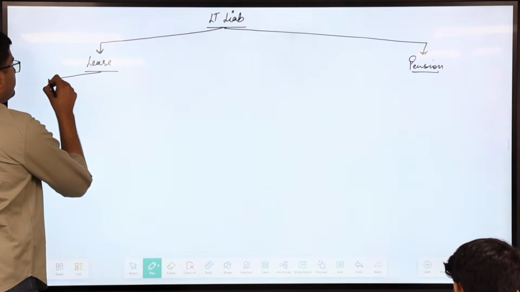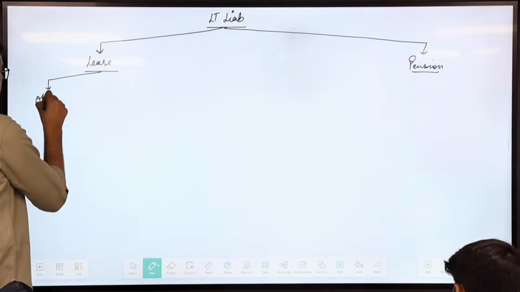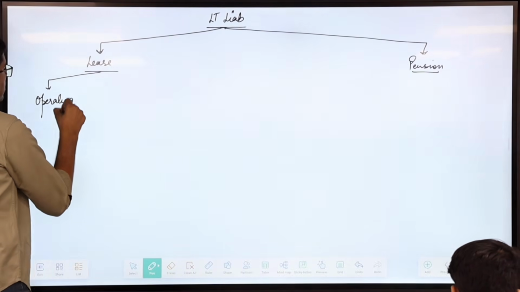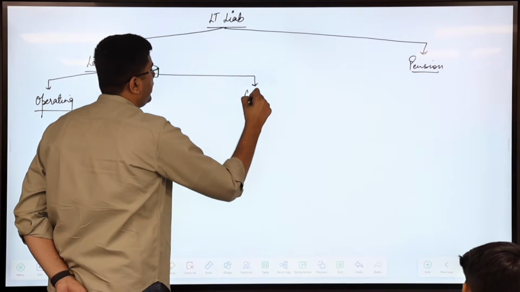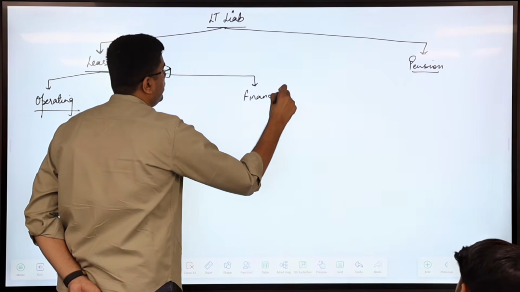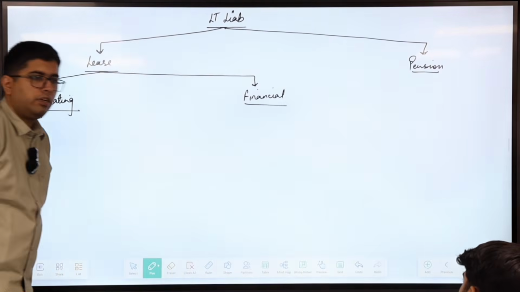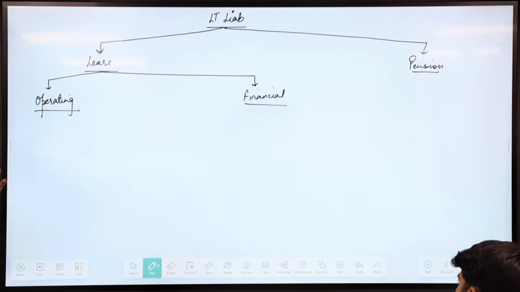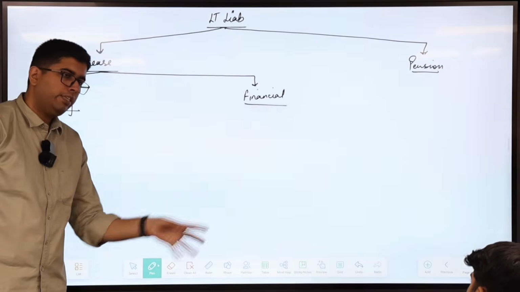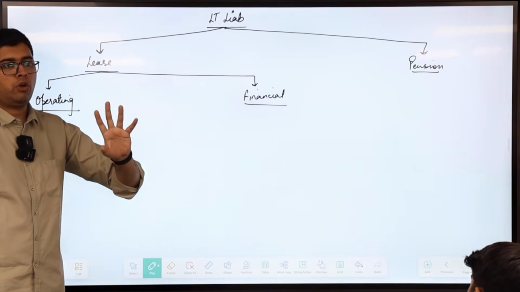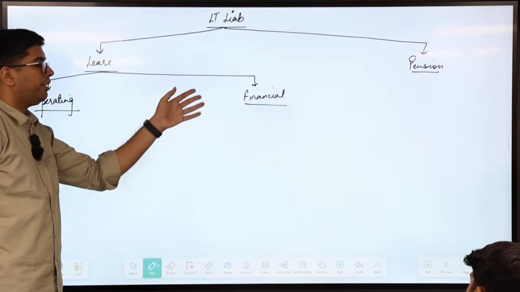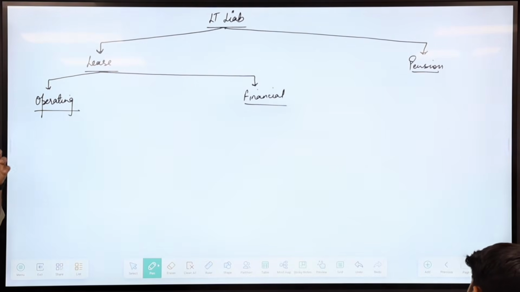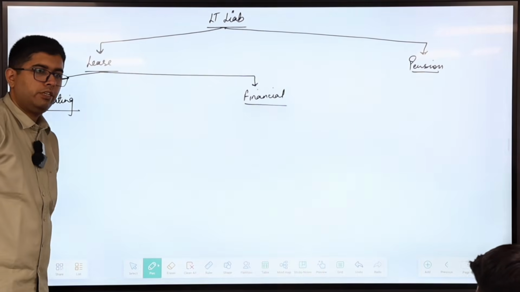Lease can be of two types, operating and financial. Financial lease is also referred to as capital lease. Financial lease is basically a loan arrangement disguised in the form of a lease. So instead of calling your installments interest or installment payments, you start calling them rental payments. It is basically a loan only, but you're trying to structure it like a lease. That is called a financial lease.